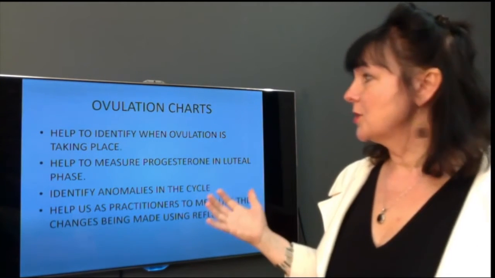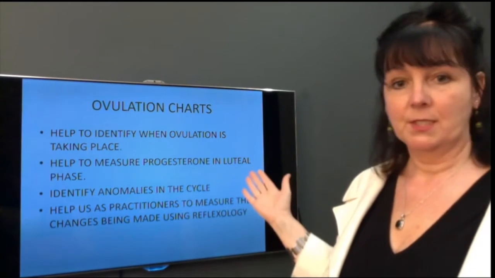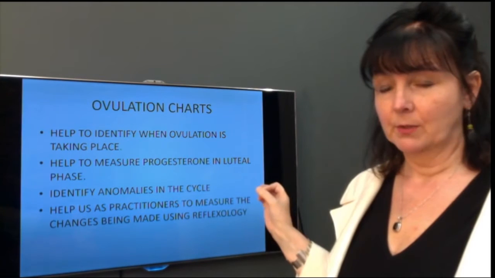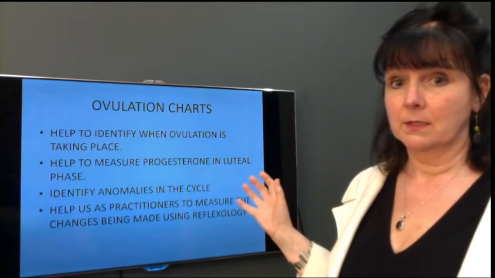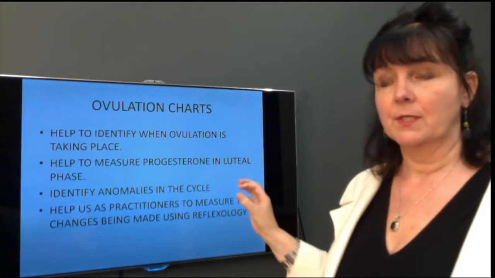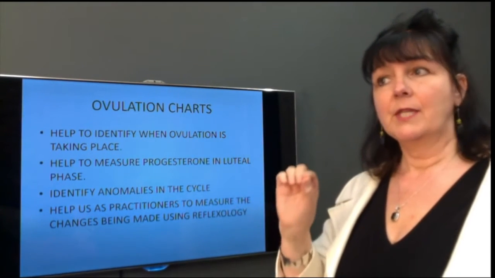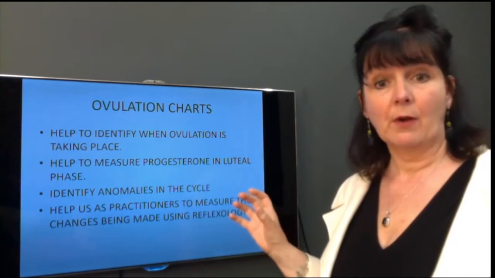So ovulation charts do a number of things. They help us to identify when ovulation is taking place, and in my view are much, much more reliable than ovulation predictor kits. We do have clients that like to still use them, and you will see differences, but ovulation kits are a bit one-dimensional. They tell you about rising levels of luteinizing hormone, and they don't tell you very much else.